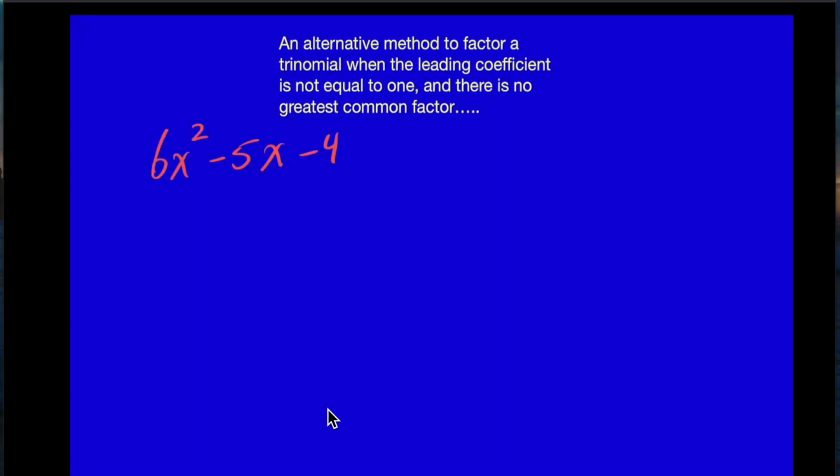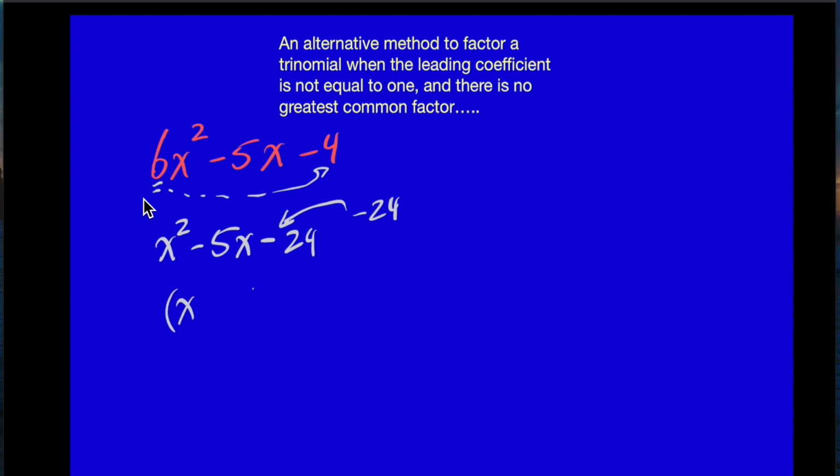In our last example, again, leading coefficient not equal to 1 and no greatest common factor. We're going to take this 6, multiply it by the negative 4, we're going to get negative 24. We're going to rewrite the expression without the leading coefficient of 6, and we're going to drop this in. We are then going to factor this relatively easy to factor trinomial. We're going to have a plus and a minus. The minus is going to be bigger, and 8 times 3 is 24.